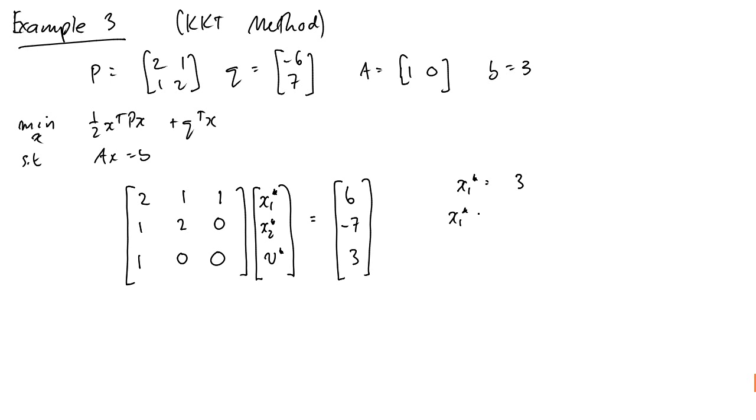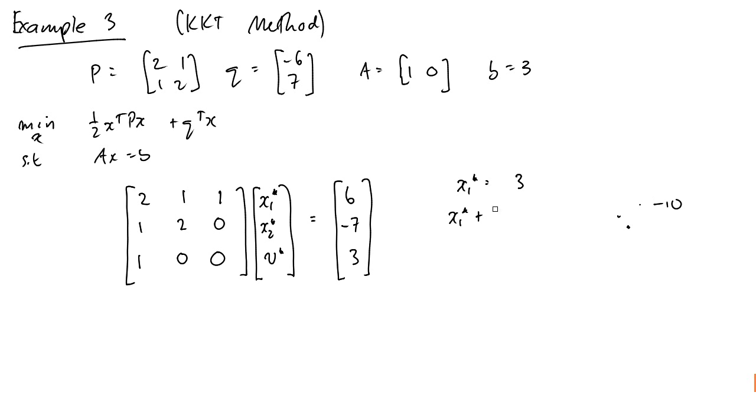x1's second equation says x1 star plus x2 star equals negative 7. Therefore x2 star is equal to, take away 3, negative 10. And the final one says x1 star plus x2 star plus nu star is equal to 6, which implies that nu star is equal to... I'm doing this wrong. Back up a moment.